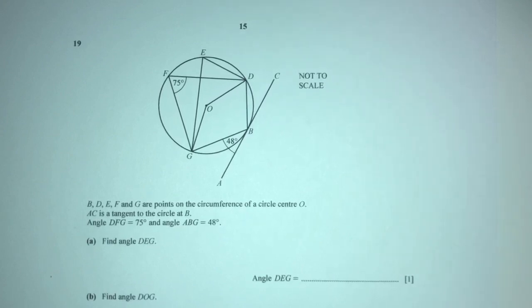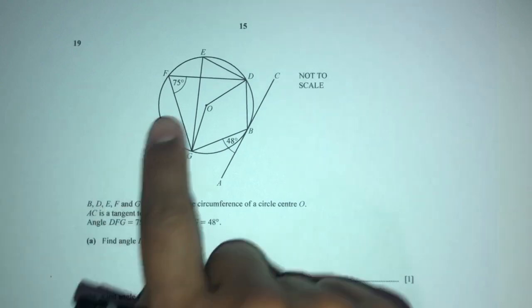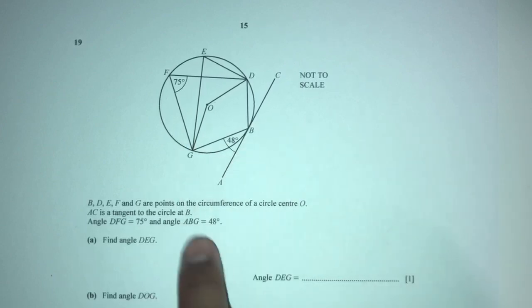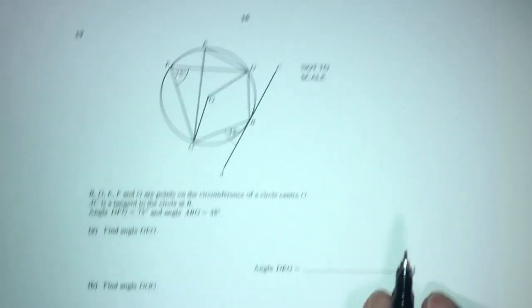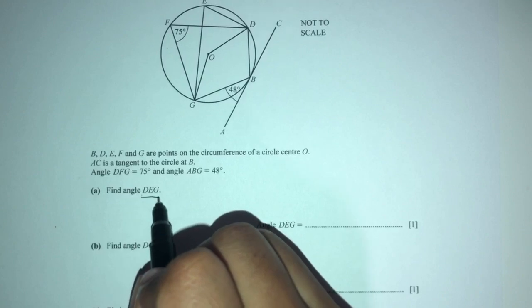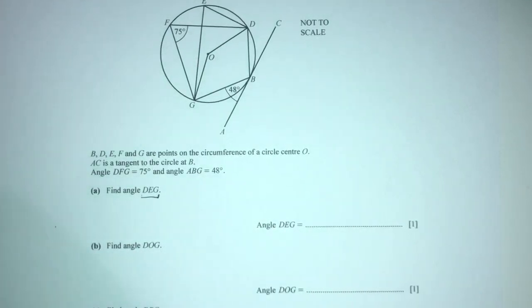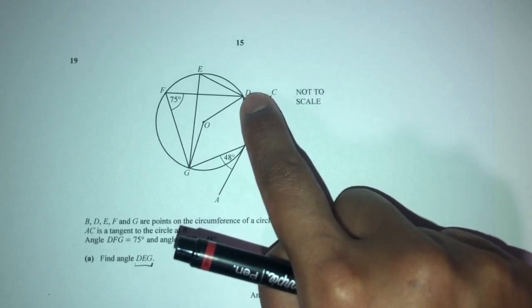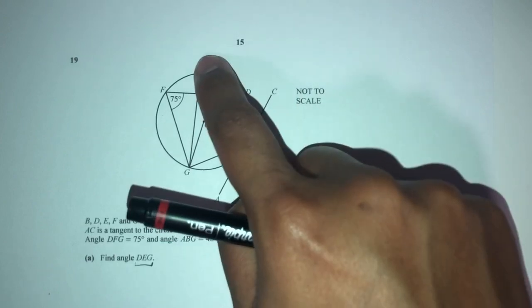Now what else do we need to find? We have DFG is 75. We have ABG is 48. We have to find the angle DEG. DEG is this one.